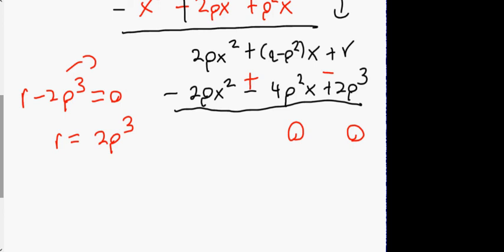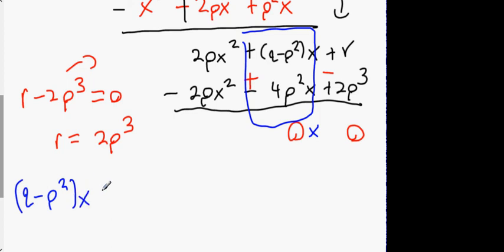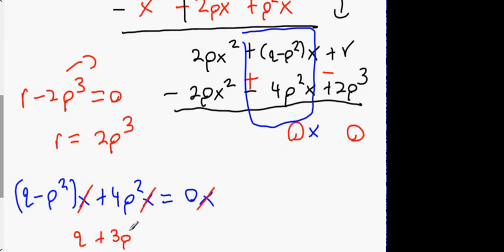The middle one, which is going to be in blue. We can keep the x's in for a minute if you want. That's basically 0x by the way. So it's q minus p squared x plus 4p squared x equals 0x. What can I do with all the x's? Cancel. Okay? It's going to be q plus 3p squared, yeah? So it's going to be q plus 3p squared equals 0. q equals minus 3p squared.